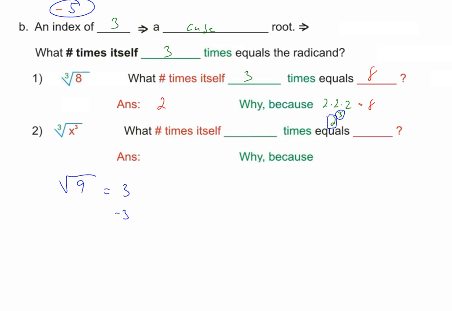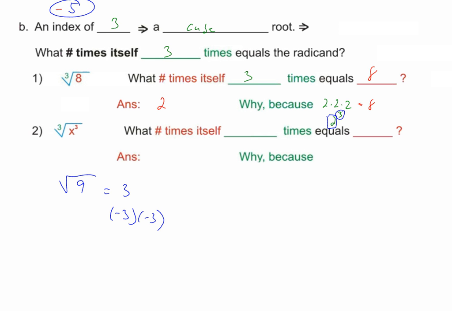Because isn't negative 3 times negative 3 also equaling the radicand of 9? Yes? Do you agree? Do you concur? All right. So technically, any even root, the answer is plus minus. But normally, we just worry about the principal roots at certain times. Is that the same thing for an odd index?